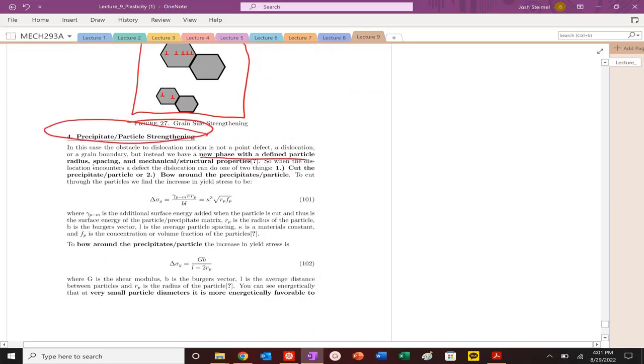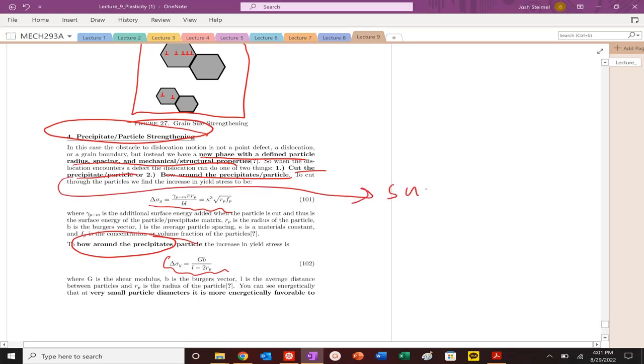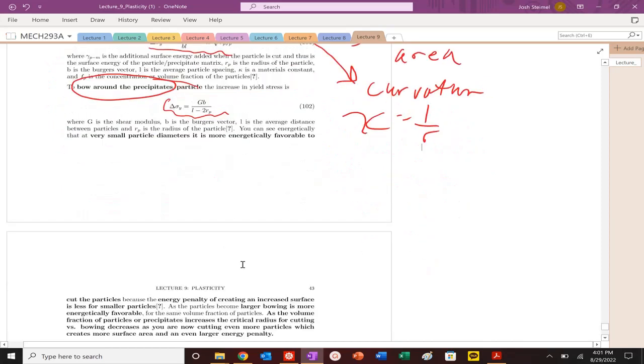Finally, you can actually precipitate a new phase or particles within your material. When that happens, your dislocation lines have a decision to make. They could either cut through or they could bow around that precipitate particle. The energy cost for this is: if we cut a particle, we increase surface area. For bowing, you have the energy required, the curvature cost for bowing around. So 1 over r again, and that's your particle size as well.